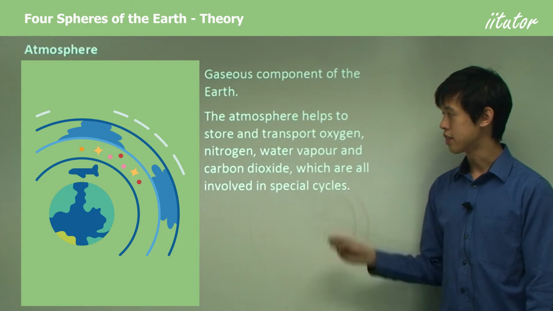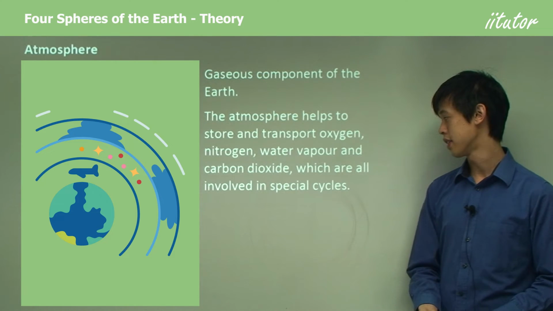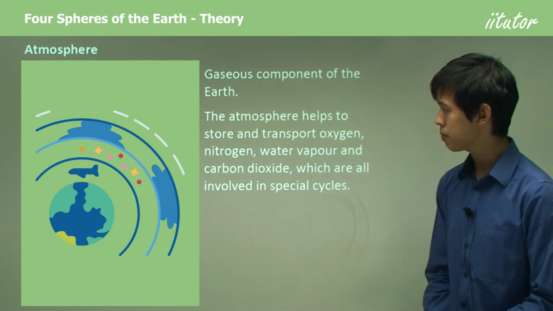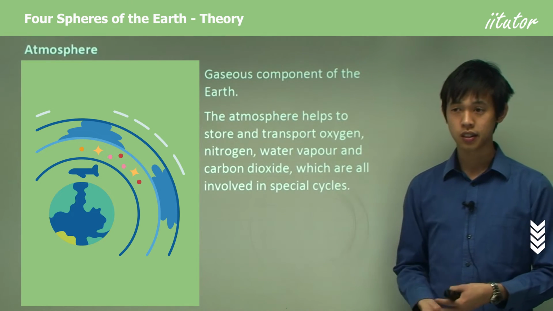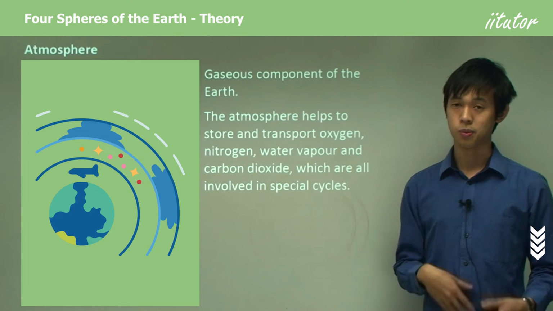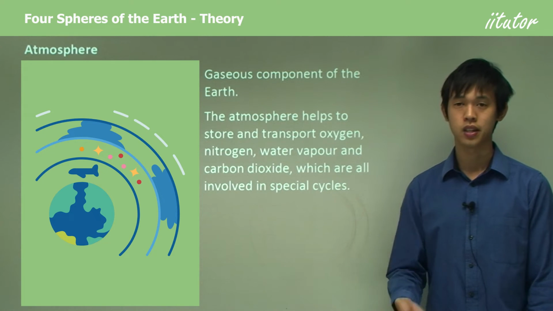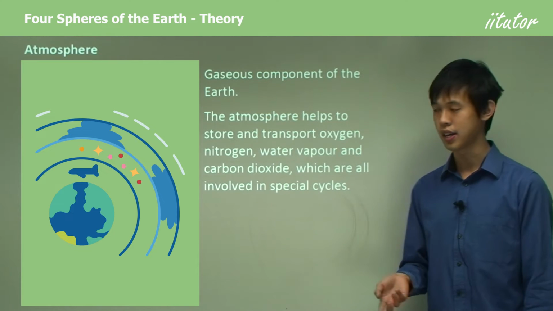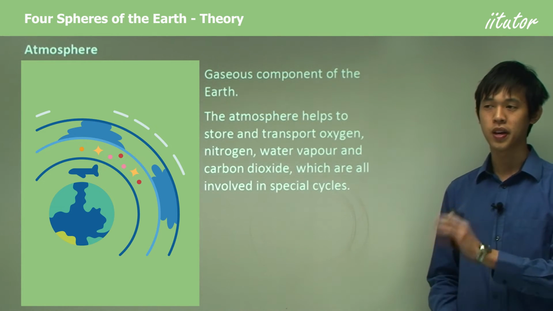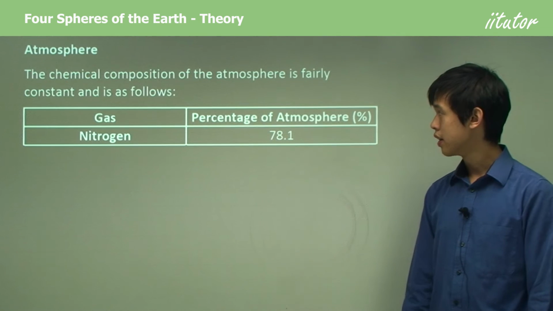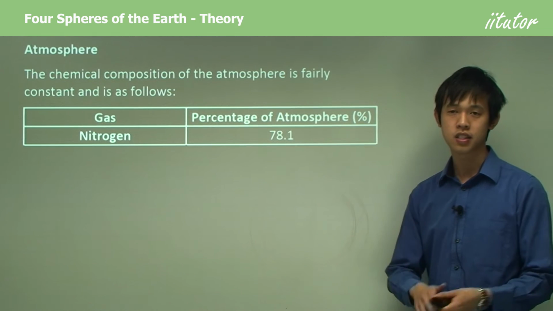The atmosphere helps to store and transport oxygen, nitrogen, and water vapor, as well as carbon dioxide, which are all used in special cycles. So oxygen is used in our respiratory cycle, as well as the photosynthetic cycle. Water is used in, obviously, the water cycle. Nitrogen has its own cycle called the nitrogen cycle. And carbon has its own cycle called the carbon cycle. Okay, so all of these are involved in cycles, and the atmosphere helps to move them around to places that can actually utilize them.